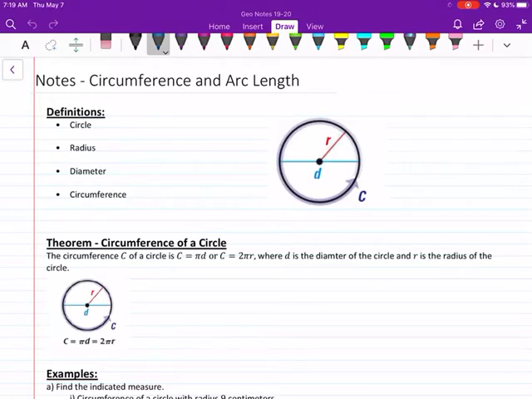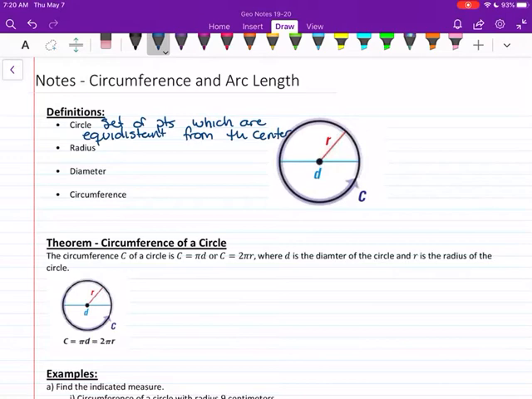So let's go through some definitions real quick. Make sure we're all on the same page when we talk about circles and the parts of a circle. So a circle is a set of points all equidistant from a point which is the center of the circle. Okay, so a set of points which are equidistant from the center of the circle.